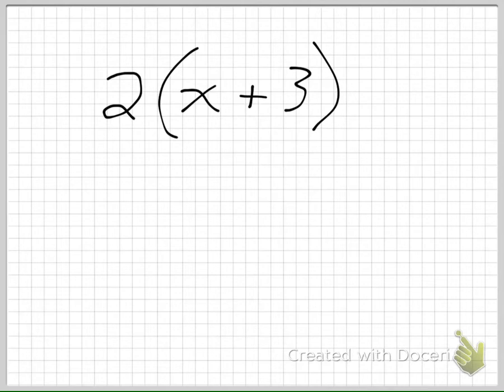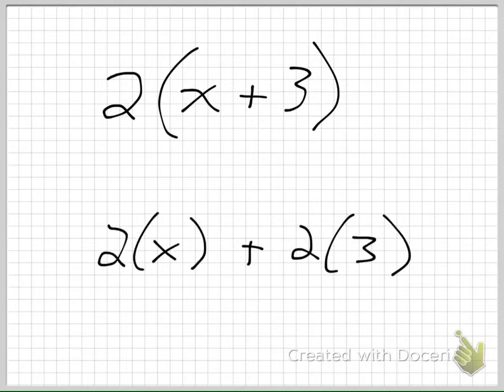What you do is this. What it means is that it's 2 times x plus 3. That is the same thing, and I'm going to show you right now. That is the same thing as 2 times x plus 2 times 3. I need you to really look at that and see that those are the same. 2 times x plus 3 is the same as 2 times x plus 2 times 3.